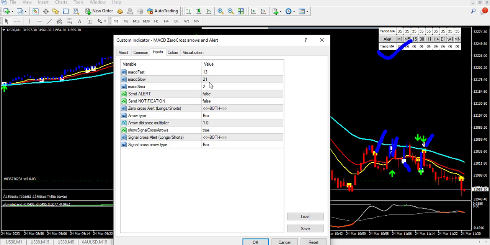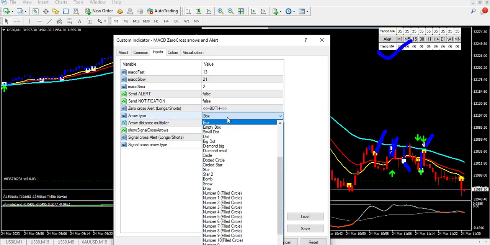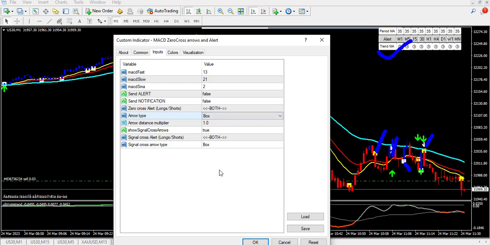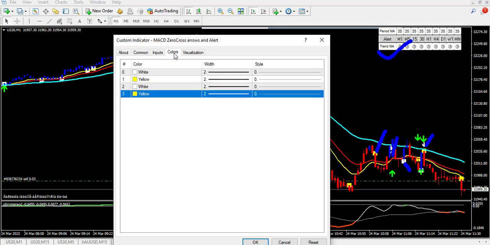So we have a 13, 21 MACD. Just pause it and use any value you want. Arrow type, I use box here, but you can decide to use any design you want. You can use any one. So these are the settings for this particular indicator, and these are the colors.